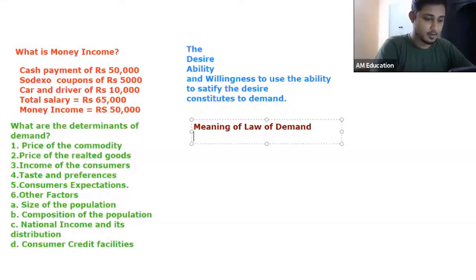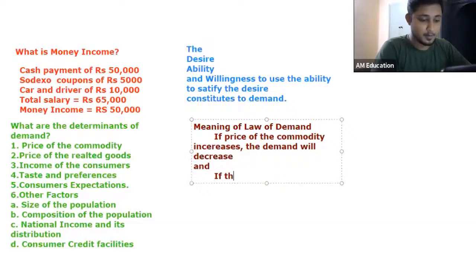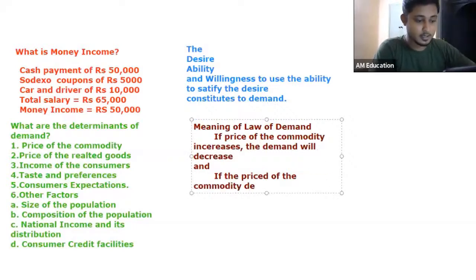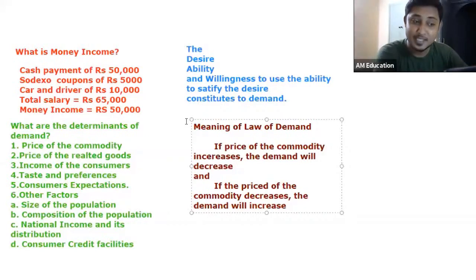Lovely. If the price of the commodity increases, the demand will decrease, and if the price of the commodity decreases, the demand will increase. This is the meaning, right? So every time you want to explain what the law of demand is, you have to make sure that the other person is understanding these two meanings, right? You use however you want to tell.